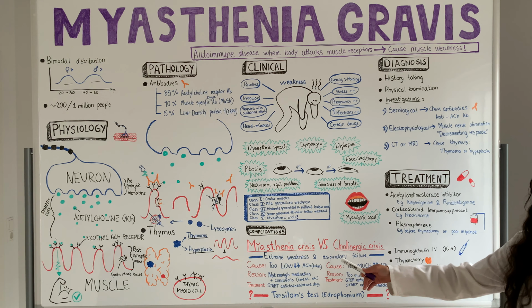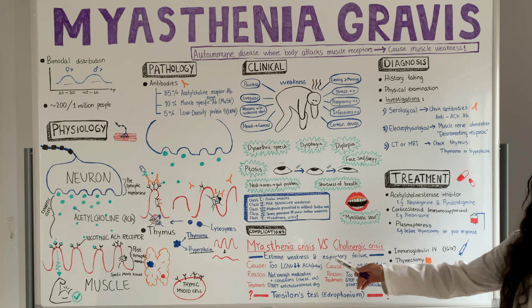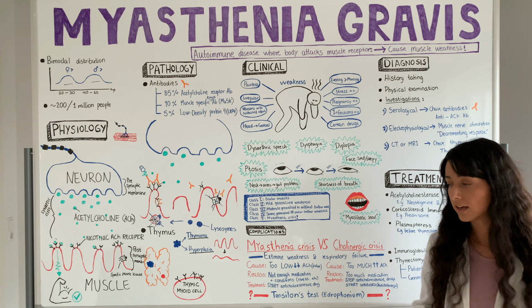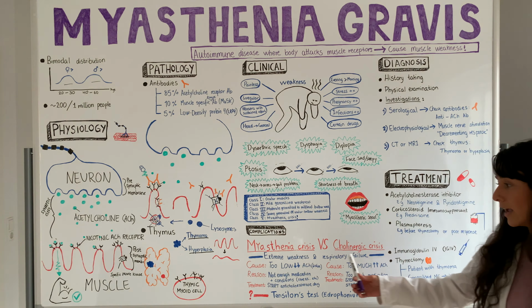Specifically, we see respiratory failure in myasthenia crisis and cholinergic crisis because the respiratory muscles are getting involved. So the muscles, like for example our diaphragm and intercostal muscles, our rib cage muscles and abdominal muscles, become weak. And so that's why we see respiratory failure in both of these cases as well.